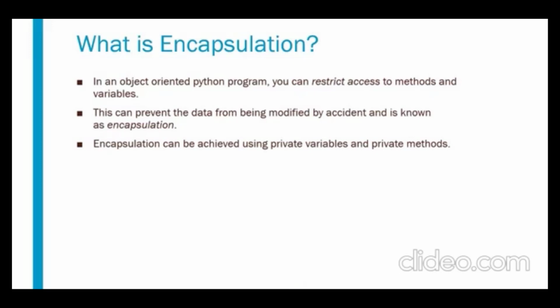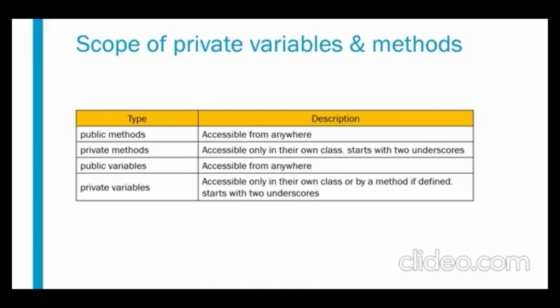This can be achieved by specifying a variable or method as private. But how can we specify them as private? In other languages we have a private keyword, but in Python we can specify a method or variable as private by putting two underscores in front of the variable and in front of the method. Now let us see how we can do this encapsulation with some examples.